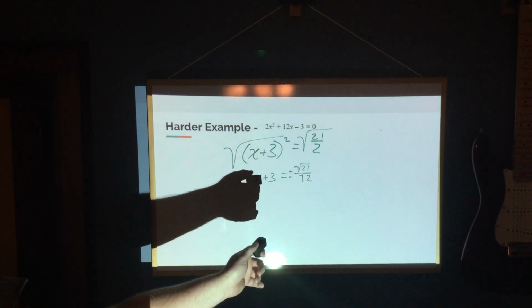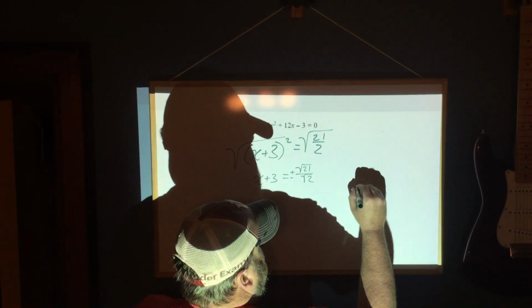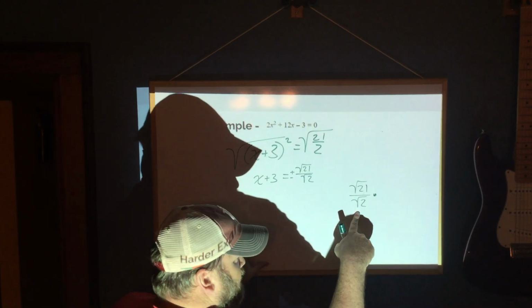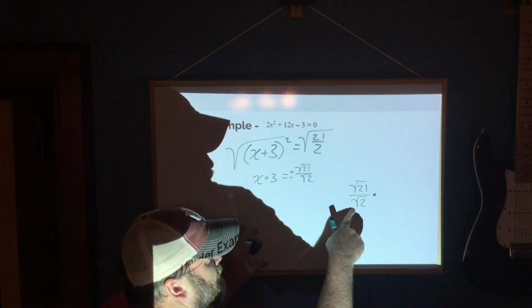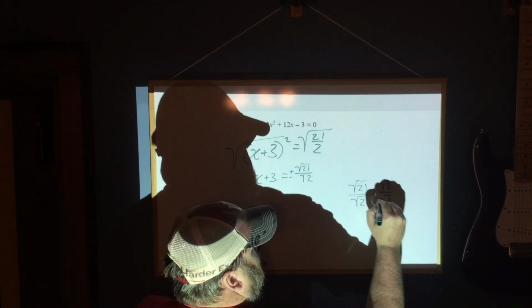In other words, get rid of the radical and make it a rational number. Well, the way you do that is multiply both the top and the bottom by this same radical number, the square root of 2.